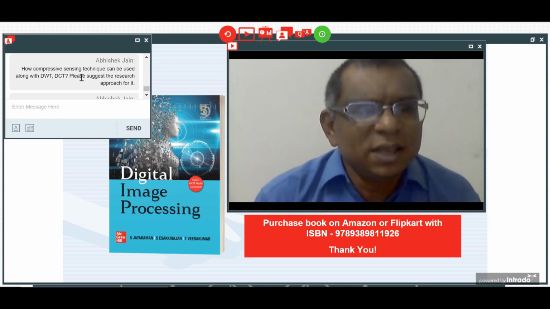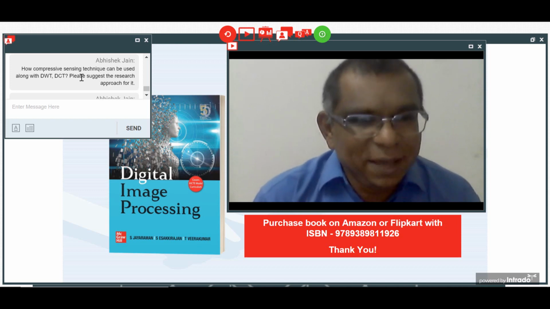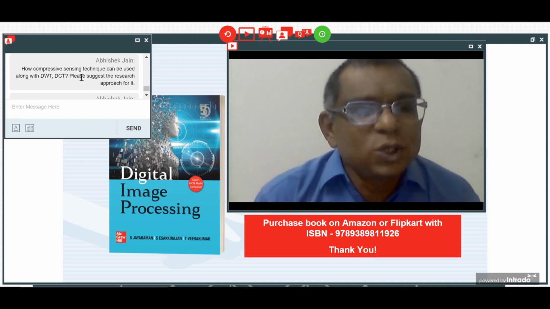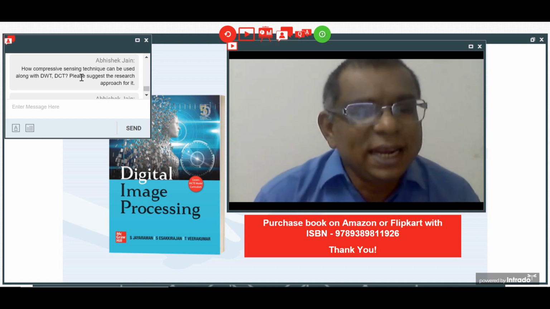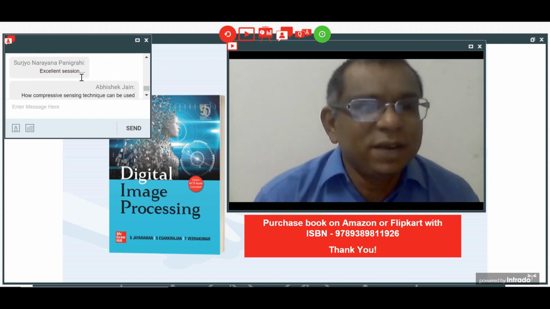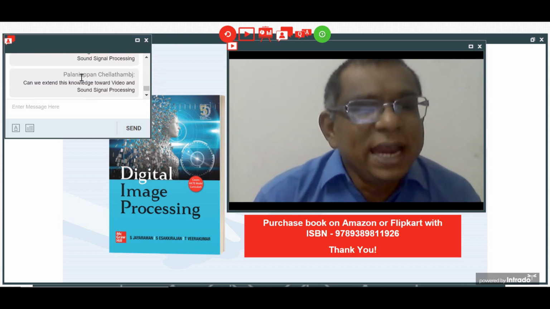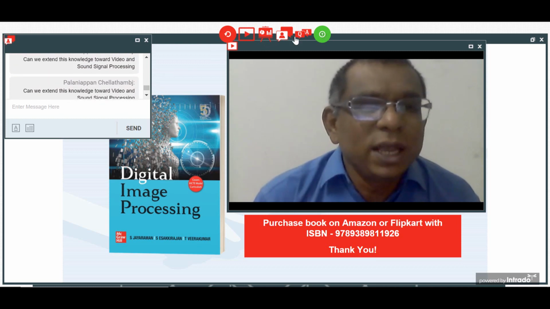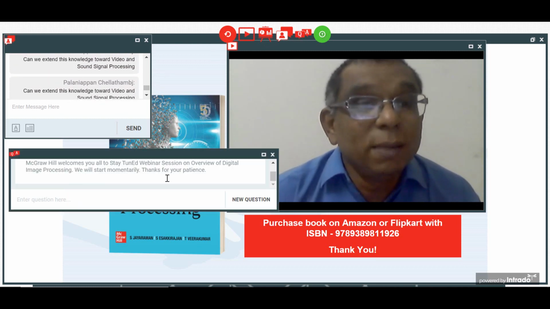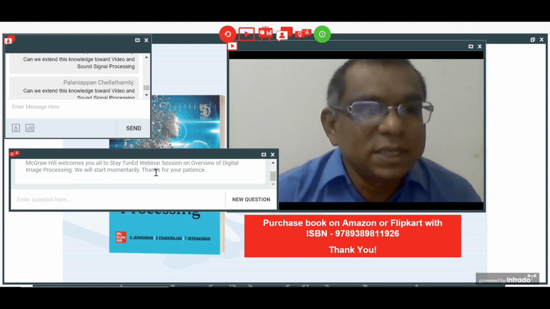Compressive sensing, the fundamental idea is random sampling. In compression, we collect the data and then process it to reduce the data. In compressive sensing, we are not collecting the data as such, we are collecting minimum data. That is the fundamental difference, and it comes under the idea of random sampling. So you can follow Richard Baraniuk of Rice University to get better clarity about compressive sensing.